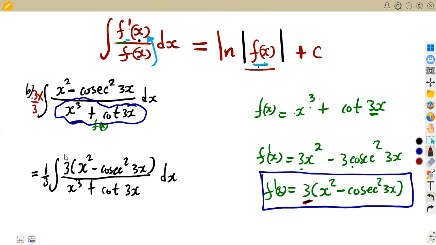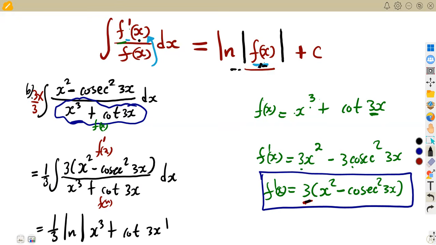It's just rewriting as it is with respect to x. By rewriting, we can see that this part here is the same as this part, which is our first derivative. So that means our f of x corresponds to its first derivative. Therefore, our answer at the end is going to be a third ln f of x. We are now back to the solution, how it is supposed to be given, which is ln f of x. Our f of x is our denominator here, which is x cubed plus the cot of 3x in this case, plus the constant of integration.